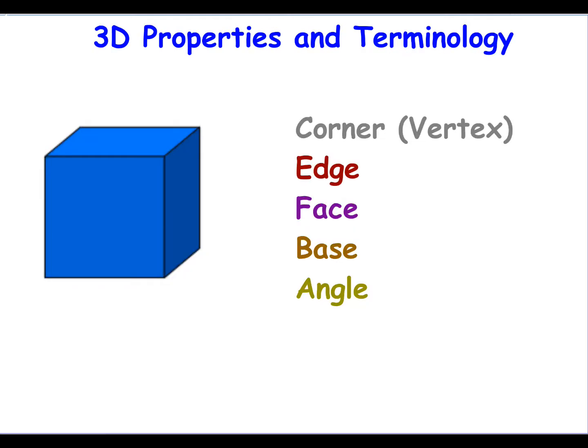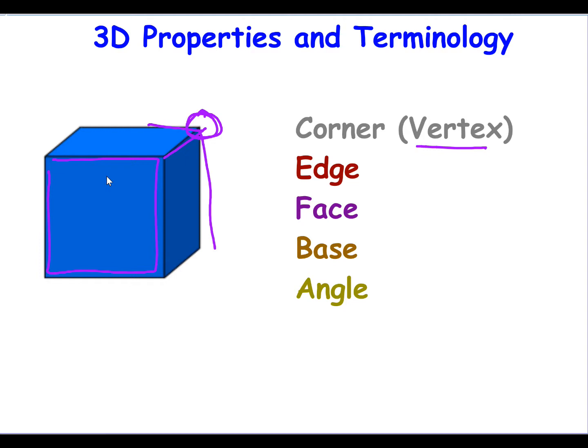In order to describe these three-dimensional shapes, we need to look at their properties and the correct terminology for the shapes. So for any three-dimensional shape, we need to look at the corners where the edges meet. So here we have an edge, and an edge, and they meet in a corner, sometimes known as a vertex. The faces are enclosed by the edges.